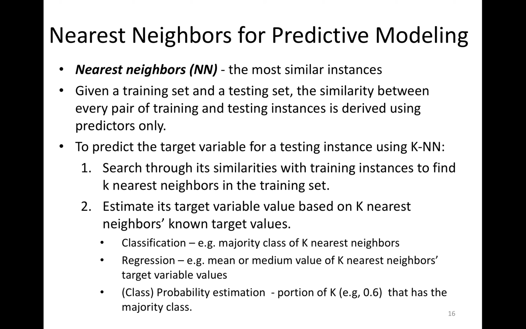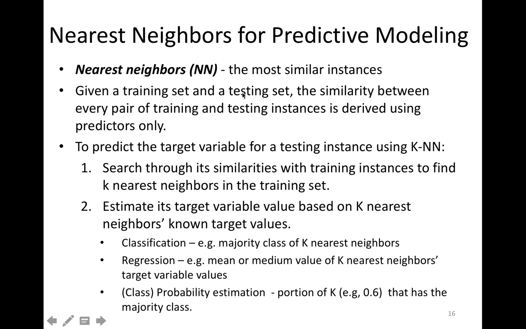So now we get to nearest neighbors for predictive modeling. I summarized the process of doing supervised learning using nearest neighbors in these steps, and they're actually pretty straightforward. First, just to reinforce: when we talk about nearest neighbors, or NN, we mean the most similar instances in the data set. And later on, we will be more specific. We are actually talking about the most similar instances to a testing or a new instance, and the similar instances are identified from training.